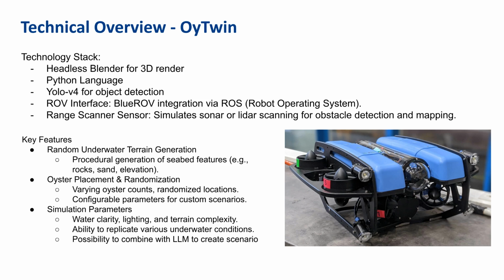In terms of key features, OyTwin can randomly generate underwater terrains, complete with rocks, sand, and elevation. It can also procedurally place oysters, varying their counts and locations with configurable parameters to model different scenarios. Finally, the simulation environment allows control over water clarity, lighting, and terrain complexity, making it possible to replicate a variety of underwater conditions. Looking ahead, we see the potential to combine OyTwin with large language models, enabling dynamic scenario generation and adaptive digital twin simulations.